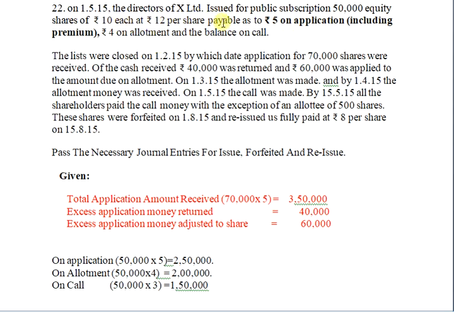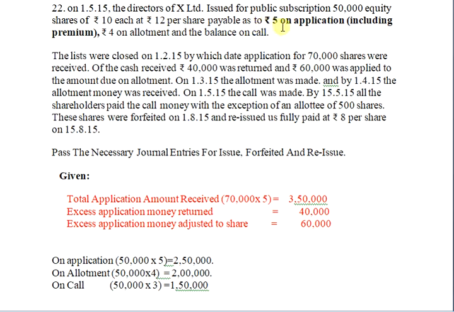12 per share. So here they are saying clearly that X Limited is issuing 50,000 shares for public subscription. 50,000 equity shares they are issuing at the rate of 10. But what happens here? The issue price is how much? 12. Face value is 10. Issue price is 12. That means the problem is related to the issue of shares at premium.